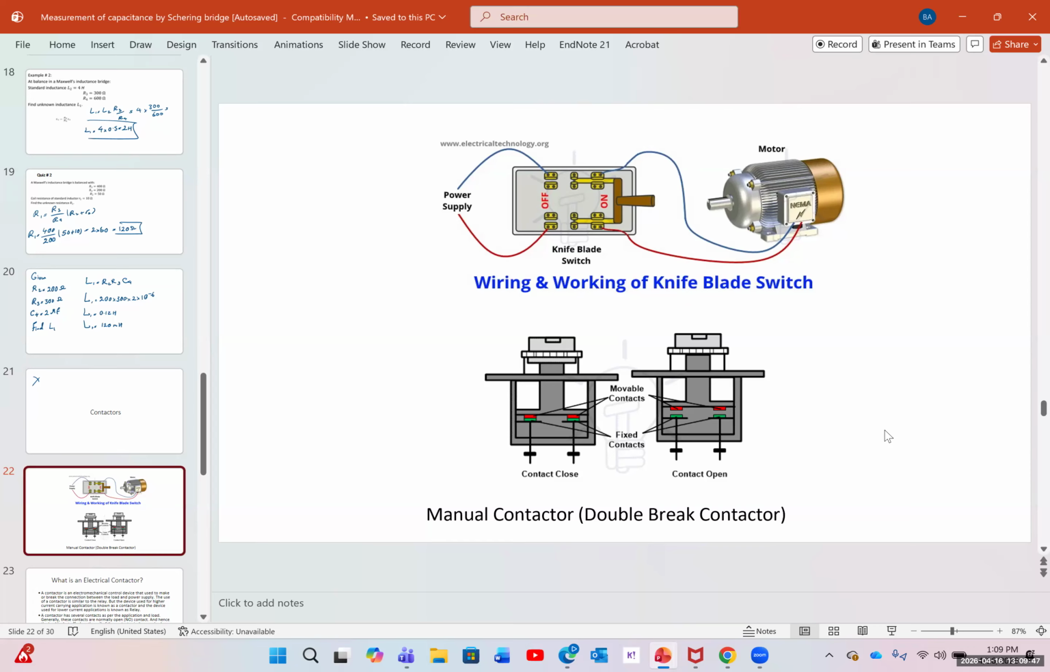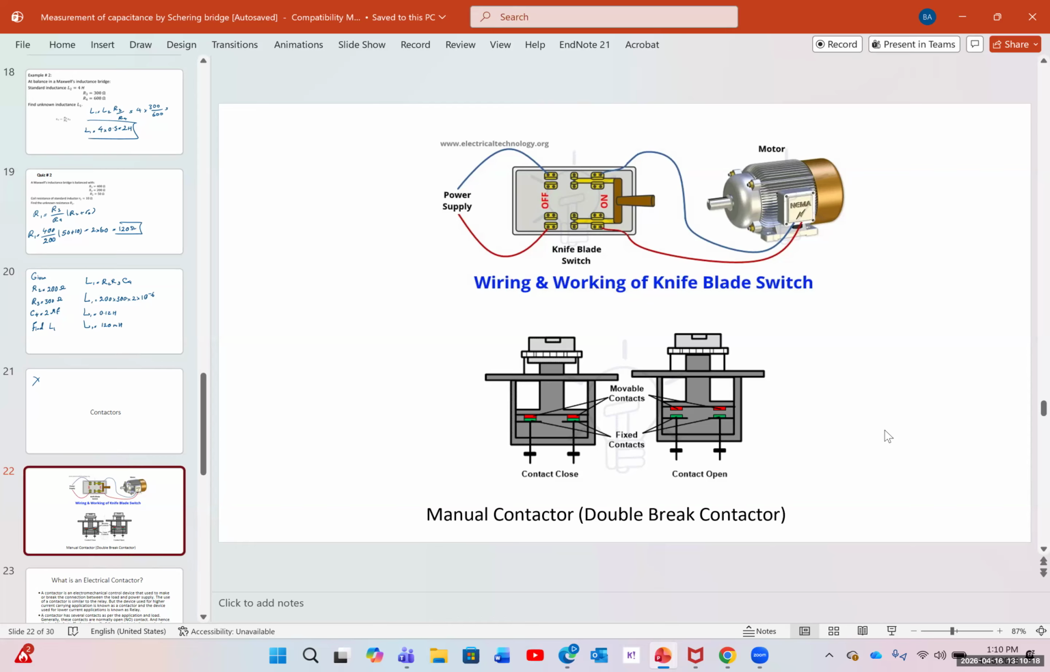On the upper side, you can see a manual switch and the wiring and working of a knife blade regular switch. Can you tell me if it's a single phase or the three-phase? It's a single phase motor. Contactors can be used for single phase or three-phase, but 99% of the time they are used for three-phase systems.